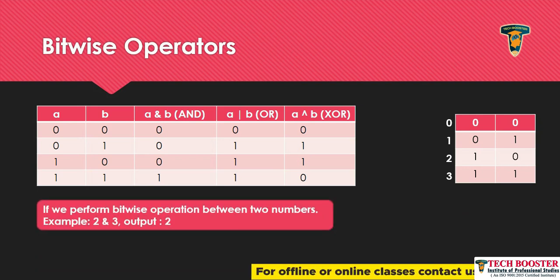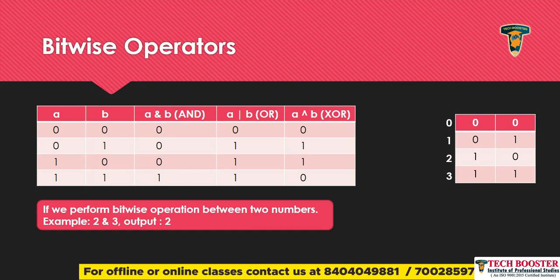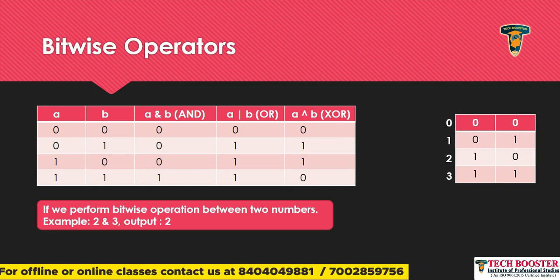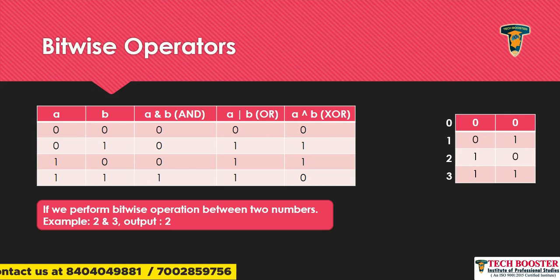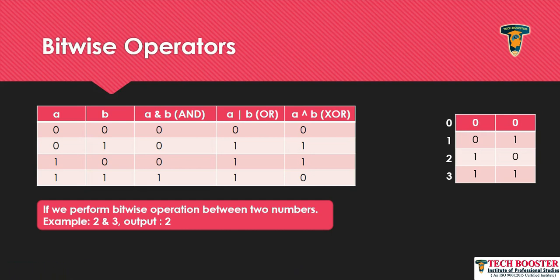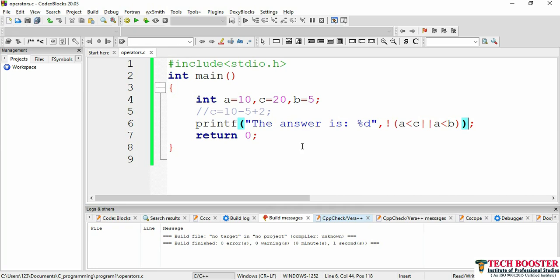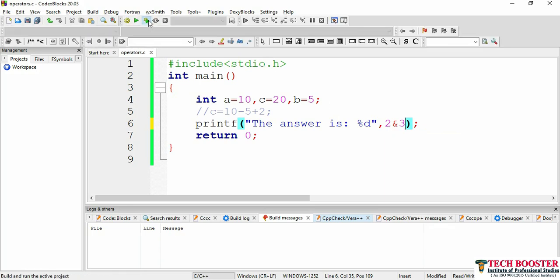Now, here in this case, if we perform a bitwise operation between 2 numbers, I've considered an example here. If I perform the bitwise AND operation between 2 and 3, my output here will be 2. So how will we get this output 2? Before verifying this one, let us first try this in our code block and check whether we get 2 or not. So this is my code block, and here what I will do, I will directly replace this one with 2 and 3. Now if I run this one, my output should be 2.